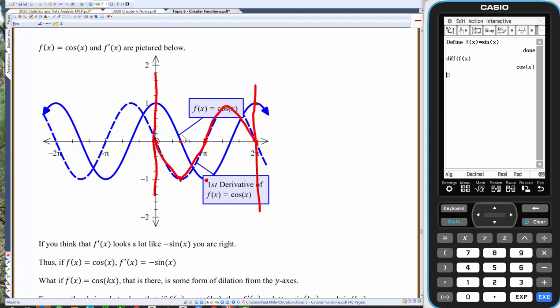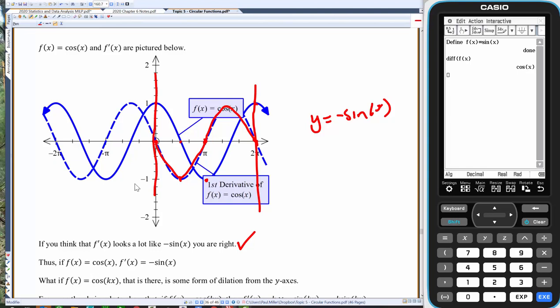And you notice that that looks scarily like sine, albeit reflected in the x-axis. So it looks like y equals negative sine x. And if you think f dash x looks a lot like negative sine x, you are right. Thus, if f of x equals cosine x, f dash x equals negative sine x.